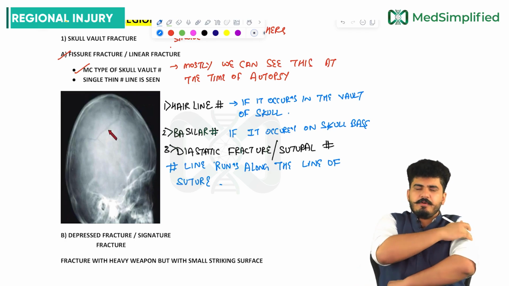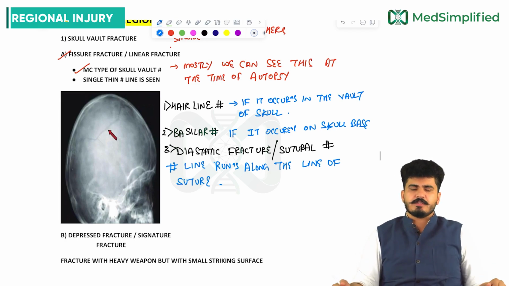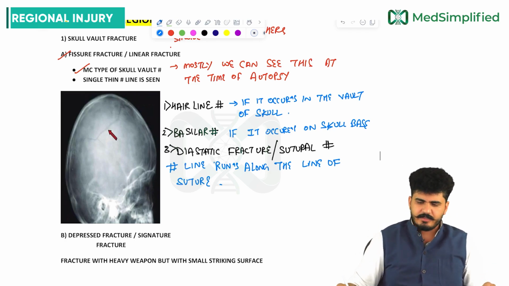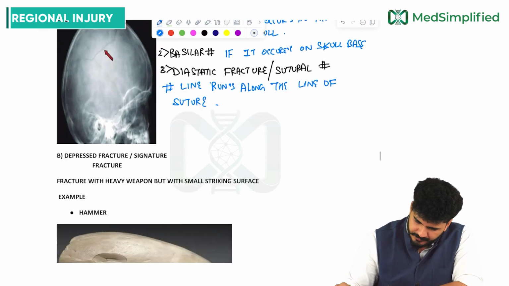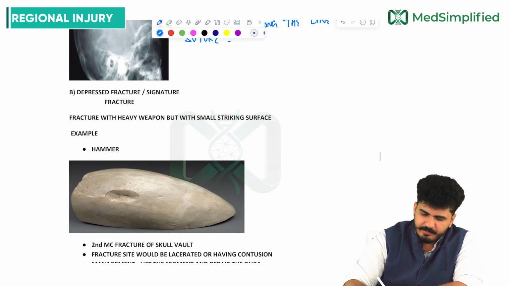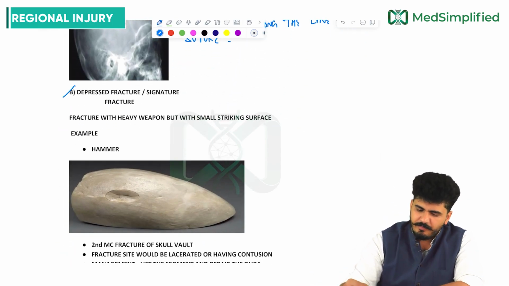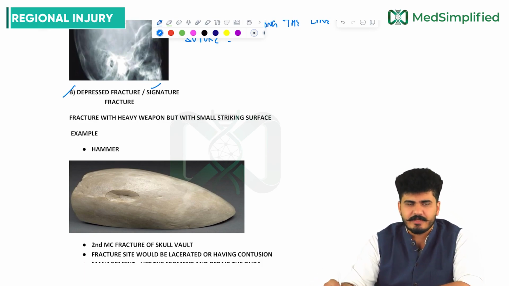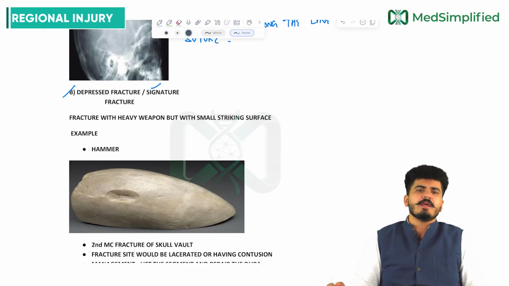This is the first type of fracture, which is a fissure fracture or linear fracture. We have learned this. Now the second type of fracture is the depressed fracture. Depressed is also called a signature fracture, my dear friends.